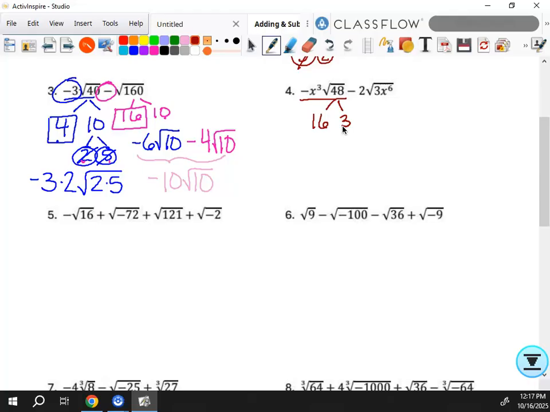If you recognize those numbers, that's great. If not, do the tree and you're totally fine. Okay. So this is a perfect square, and then that guy's all by himself. So this whole first term, it's negative. Don't lose your signs anywhere. I'm going to take the square root of 16, which is 4. Then I have that x cubed, and then that square root of 3 has to stay underneath.